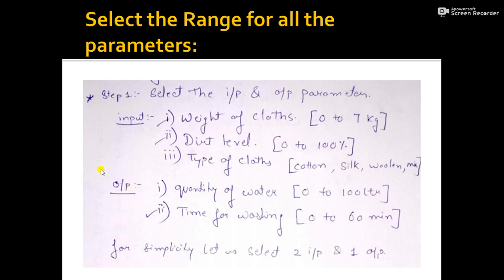The next are the output parameters: quantity of water and time for washing. Here, for quantity of water, we are selecting the range of 0 to 100 liters. As we have selected the range for weight of the cloth as a maximum of 7 kgs, the maximum amount of water required for washing 7 kgs of clothes is 100 liters, which we have considered. So 0 to 100 liters is the range we have selected for the quantity of water.